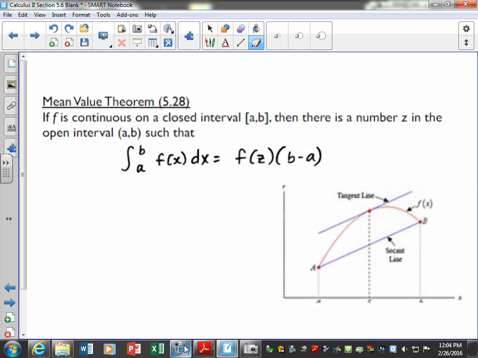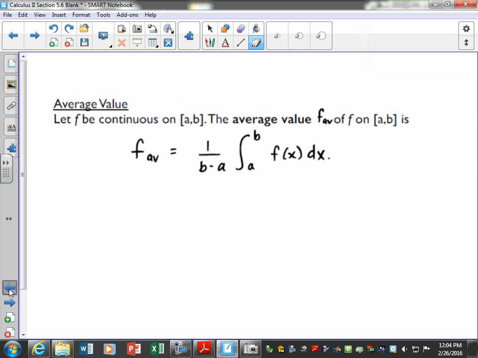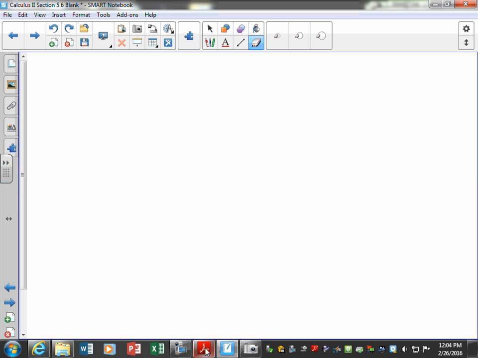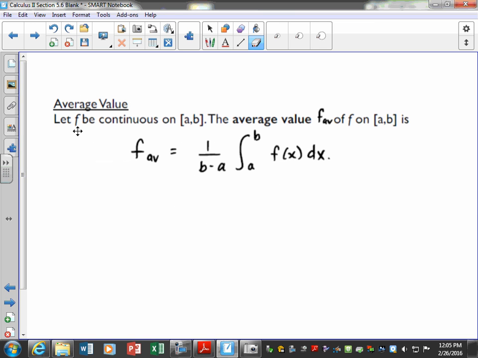So hopefully you remembered a little bit about that from Calculus 1. Now we're going to apply this formula that's given to us in this particular theorem to work this next example. Let me make a page for it. Okay, here it is. Find a number z that satisfies the conclusion of the mean value theorem for the given integral. And then part B, find the average value of f on a to b, which let's stop for a minute and write the average value theorem down as well.